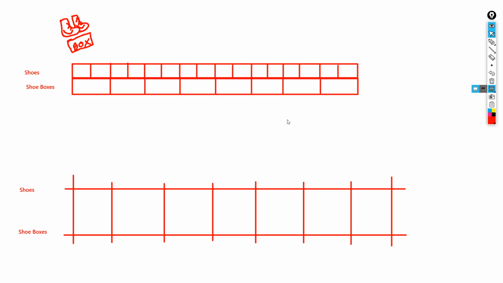Hey guys, Mr. Gardner back again, and I wanted to work on a quick lesson with you guys about creating tape diagrams and double number lines when we're working on ratios.